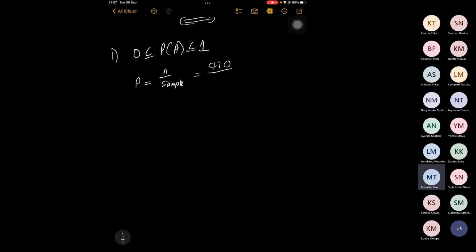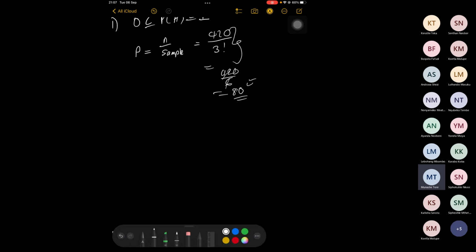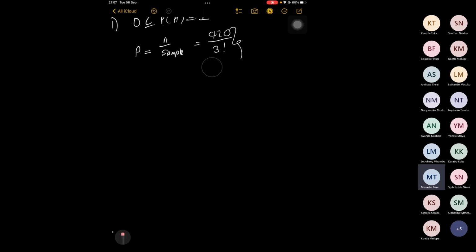Then, say you make an error when you're doing your sample space, and your sample space is 3 factorial. The moment you compute this to calculate your probability, you get an answer that is greater than 1. You see, it's going to be 420 maybe divided by 6. Then I don't know whatever answer you get, let's say it's like 80. I'm just assuming, I'm not saying it's correct. But if you get an answer that is 80, please know that you would have done something wrong. Definitely. Because probability is supposed to be between 0 and 1.